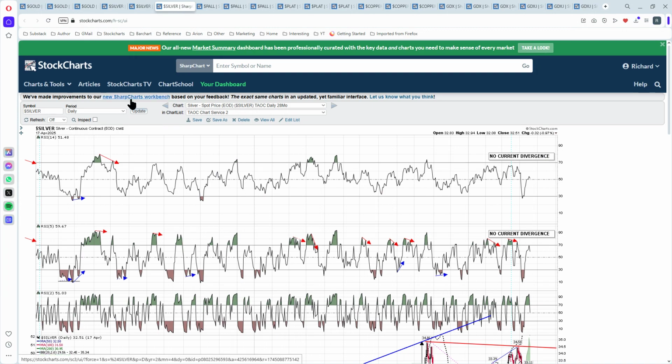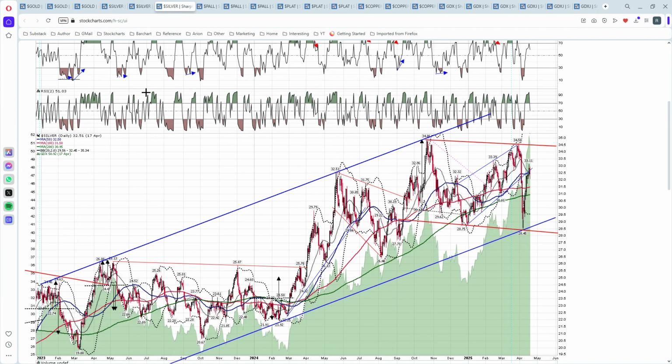On the daily chart, no current divergence. You can see the overall channel and what looks an awful lot like a lovely bull flag. So I'm expecting to see a retest of the 34.86 in the not distant future. And then after that, I'll be wondering about a move up into this trendline resistance. We shall see.